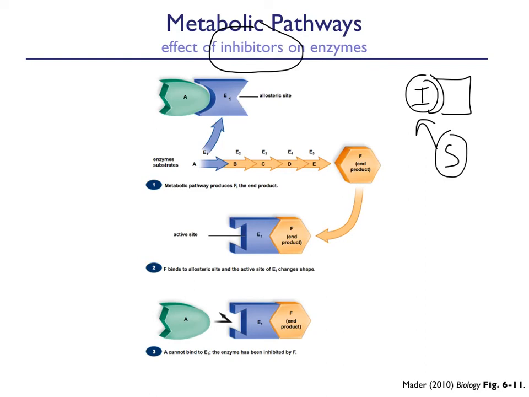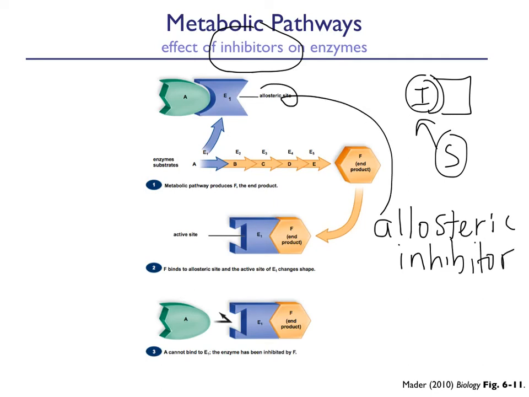The other type of inhibitor is what's called an allosteric inhibitor. Allosteric inhibitors will bind to a site other than the active site. The second site is called an allosteric site. Steric just means conformation. So it's another shape, another portion of the enzyme where something can bind to that protein, but it's not going to directly compete with the active site.